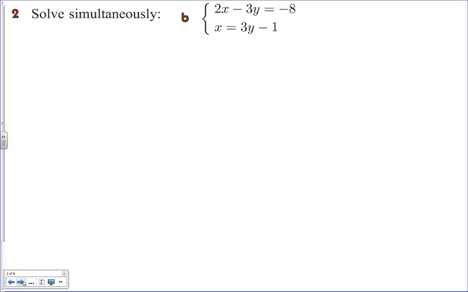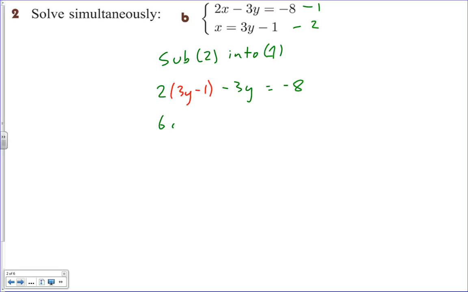Part B. Again, call this 1, call this 2. So this time we're going to sub 2 into 1. So we've got 2 times 3y take 1, take 3y equals negative 8. So 2 3s is a 6y, take 2, take 3y equals negative 8. So we're going to have 3y equals negative 6, because negative 8 plus 2 is negative 6. So y equals negative 2, because negative 6 divided by 3 is negative 2.